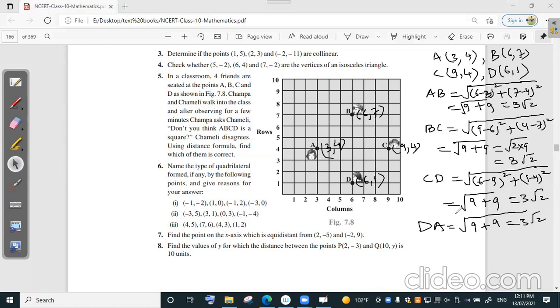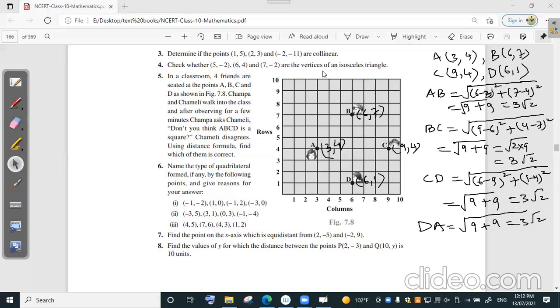AB, BC, CD, all sides are equal. But it cannot be a square yet. It can be a rhombus, so we have to check the diagonals also. You cannot say square because it can be a rhombus. All sides are equal in a rhombus, but the diagonals are not equal. So if the diagonals are equal, then ABCD is a square. If the diagonals are not equal, then it is a rhombus.